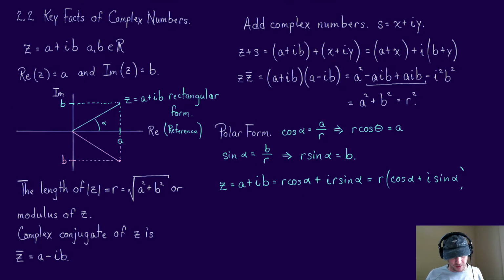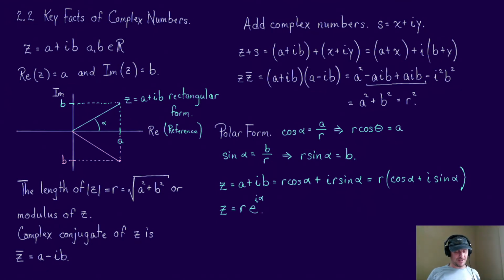And you may already know the answer because this is the key piece. This cosine alpha plus i sine alpha is very famous. This is the exponential or polar form of a complex number. And so we write that as the modulus r times e to the i alpha. There we have it.